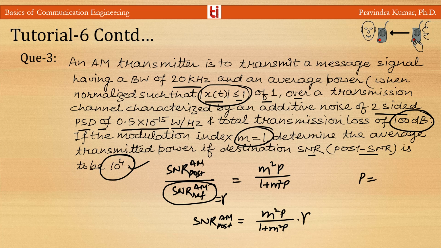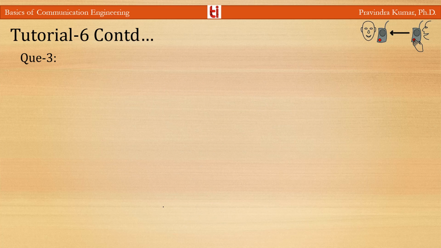So P is 1, then the post SNR will be 1 by 1 plus 1, and because m is given, it is also 1. So it is gamma by 2. So the post SNR is gamma by 2. Or you can say the post SNR for AM system, in this case, is 0.5 gamma.